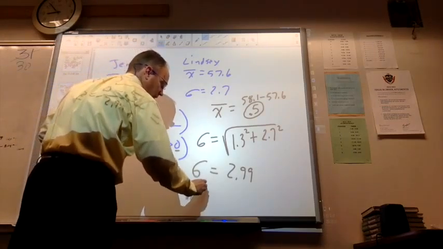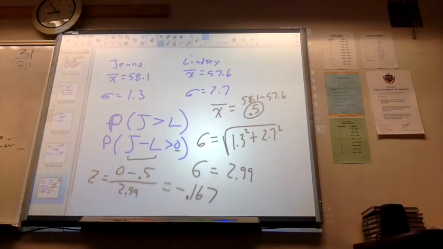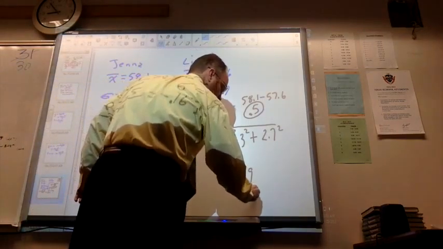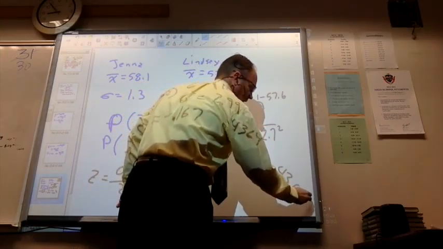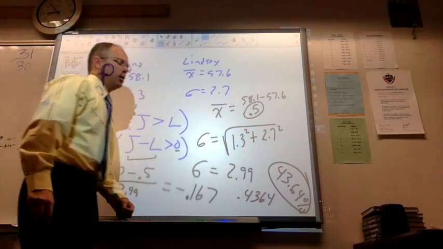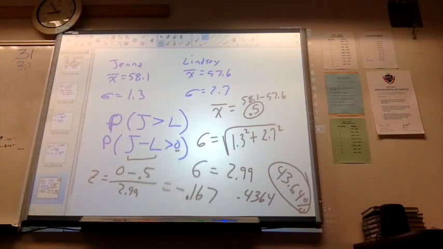Negative 0.167. Now you can use the table in the back. Use the table in the back. Your table, I'm looking for negative 0.16. It's negative 0.016. So 43.64. So there's a 43.64% chance this is going to happen. Okay?